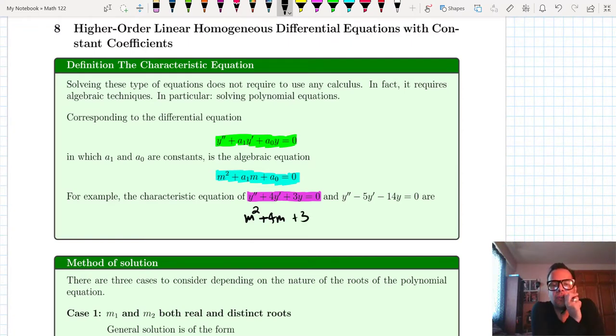In this case, there is no letter for the coefficient that has y without differentiating at all. Okay, the other equation, which by the way, this polynomial equation related to the differential equation, is called the characteristic equation. m squared minus 5m minus 14 equals 0.